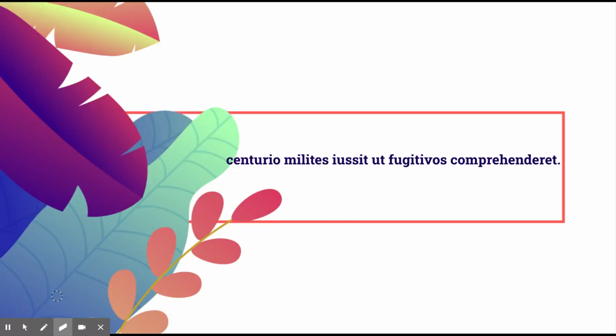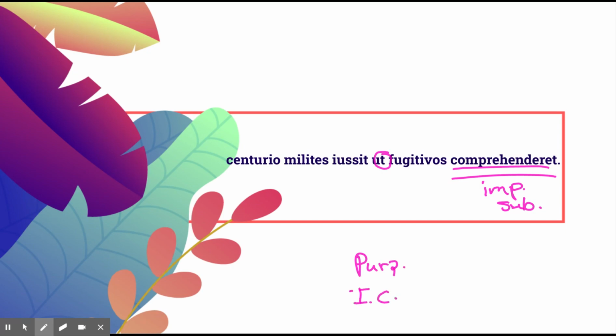So let's translate this sentence together. So right now I see this comprehenderent. I see this as an imperfect subjunctive. So I'm going to mark this off so I remember what it is. Imperfect subjunctive. I also see this ut, which is letting me know this is either going to be a purpose clause or it's going to be an indirect command. So I'm just going to mark this off right here.